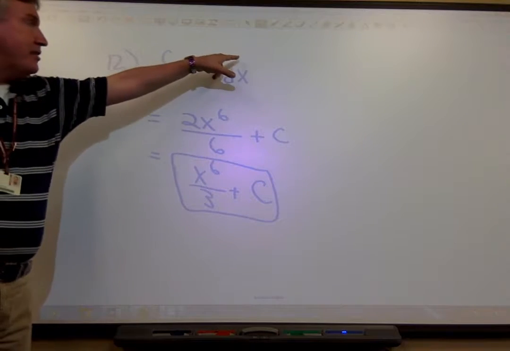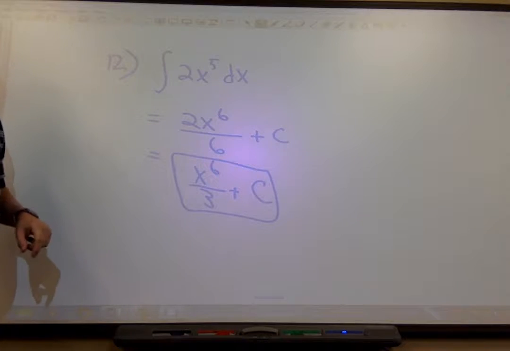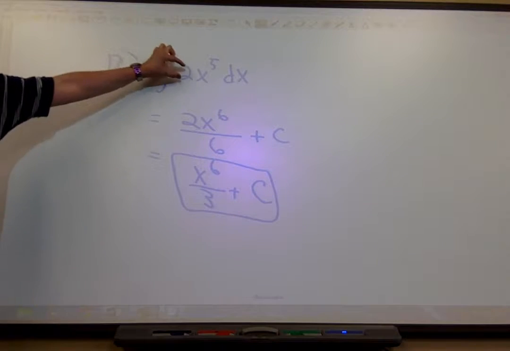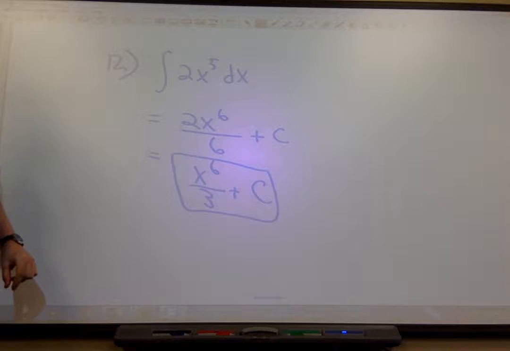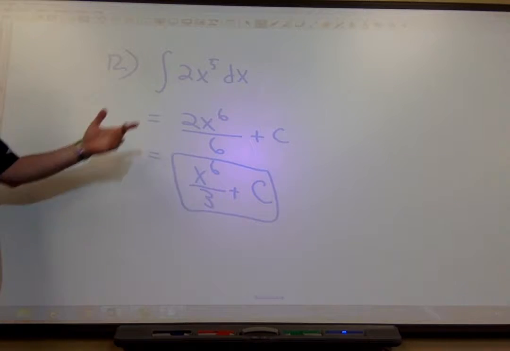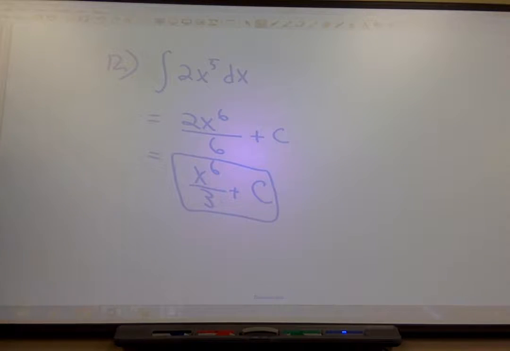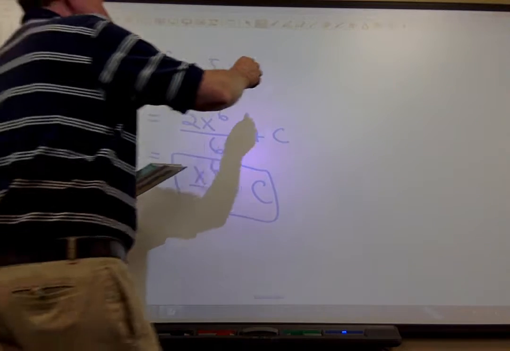Add 1, divide by that new power. I could bring that 2 outside here if I wanted to, that coefficient, but it's fine if you just leave it right there. But that's my answer. How about 14? You try that one. Same rule.